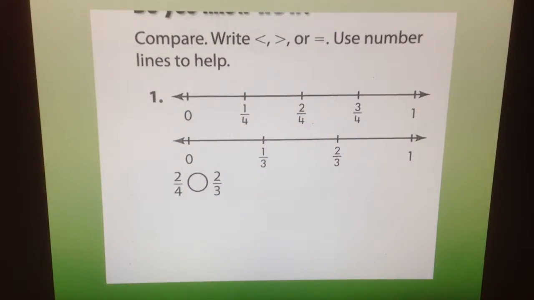Compare these fractions, write less than, greater than, or equal. Use number lines to help. 2/4 compared to 2/3. Pause the video if you need to think about it.